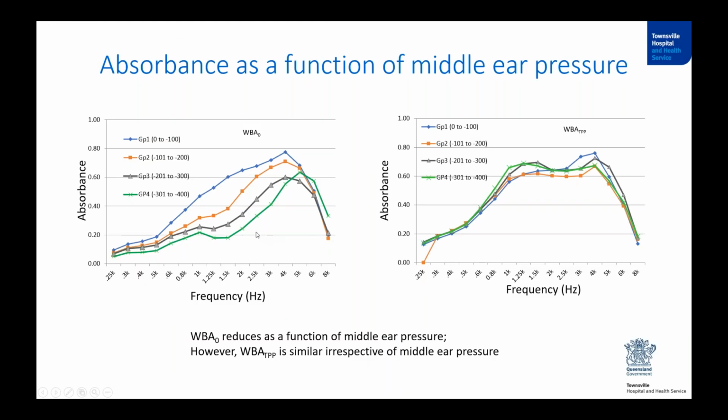So this is here again. As the middle ear pressure reduces, you can see, this is the control group or the normal group within 0 to minus 100 middle ear pressure. And then as the middle ear pressure reduces, you can see the absorbance reduces. Now, when you equate at TPP and you measure the absorbance at TPP, you can see the absorbance is normal in all the 4 groups. So that was with eustachian tube dysfunction.